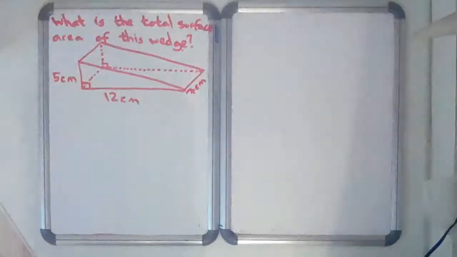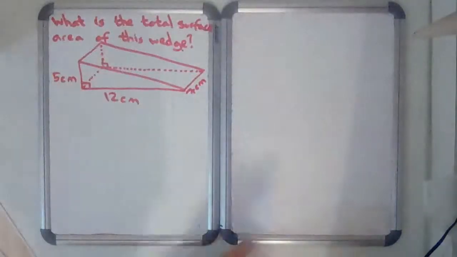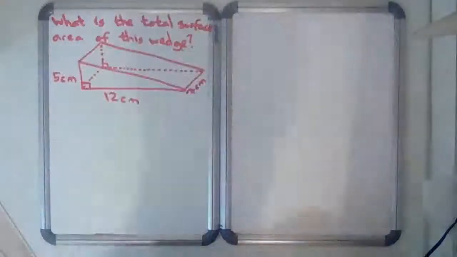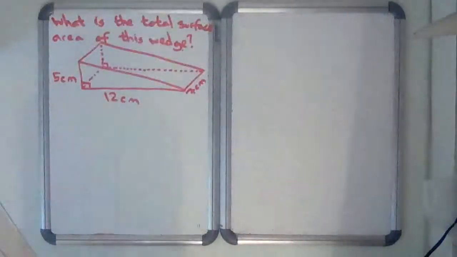Okay, what is the total surface area of this wedge? Now for wedge you can read triangular prism. This has a constant cross section of this triangle going all the way through the shape. So what's the surface area? Well, that's the area of the flat faces that make up the surface.